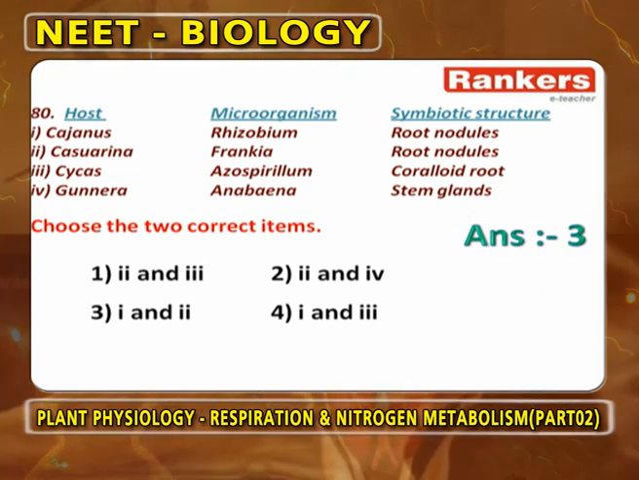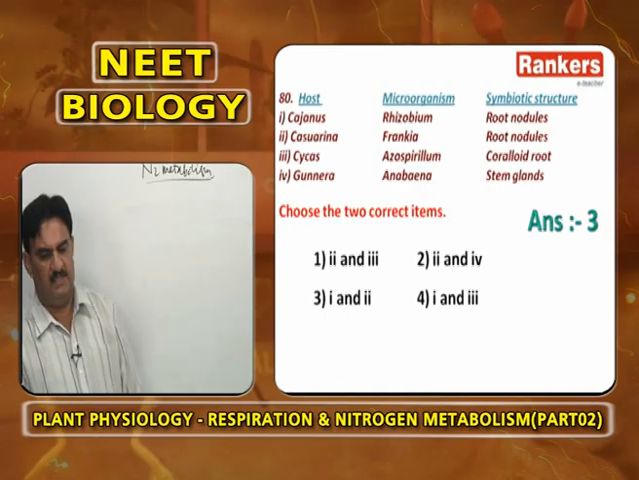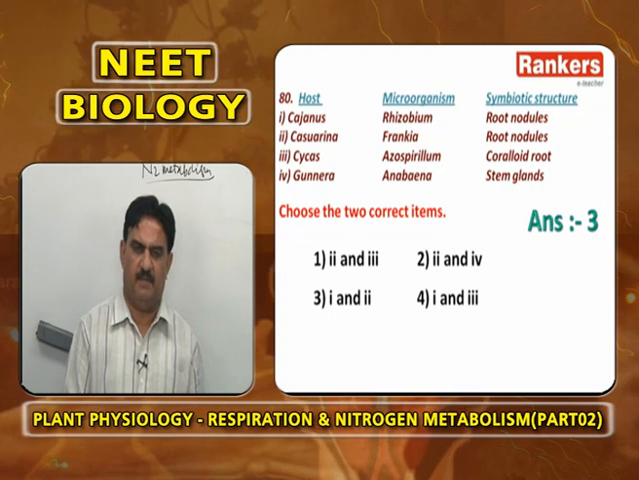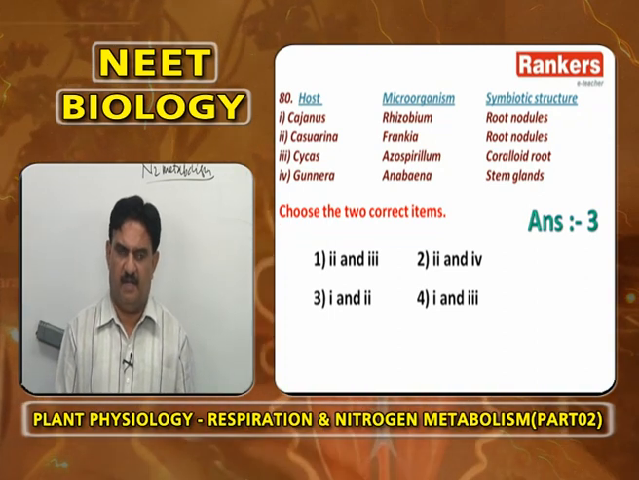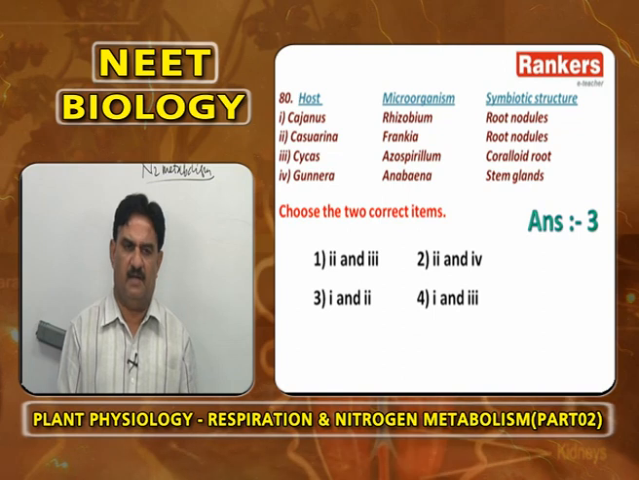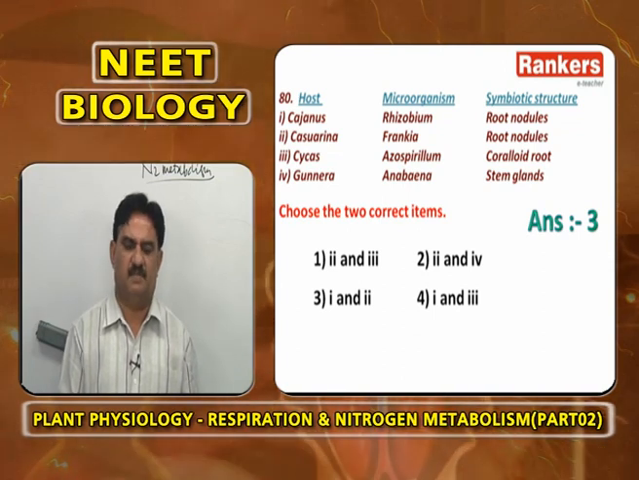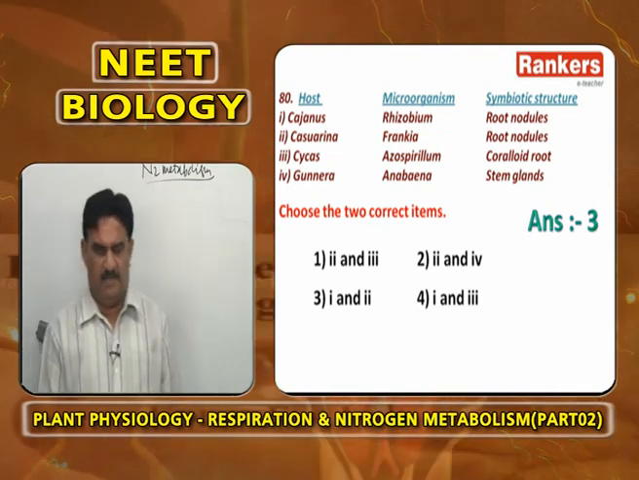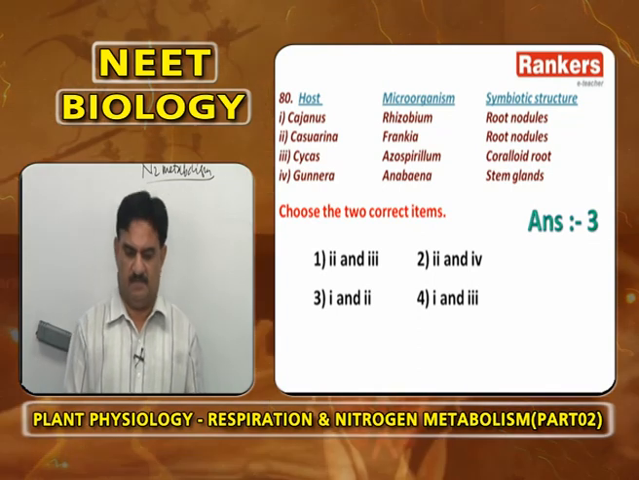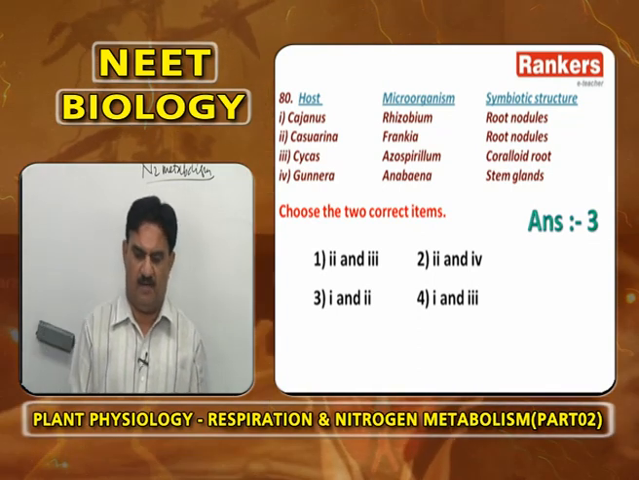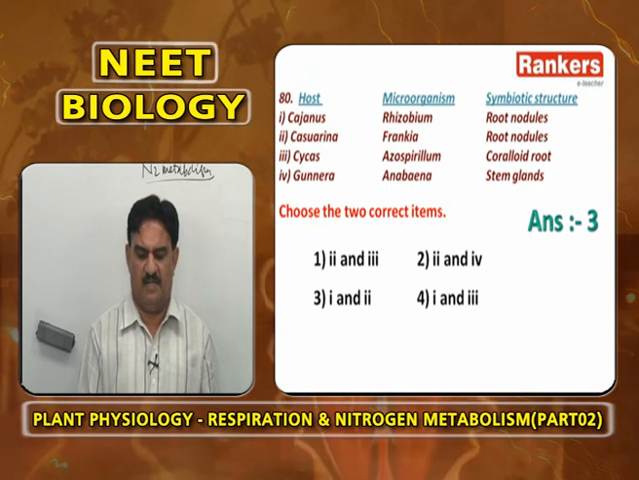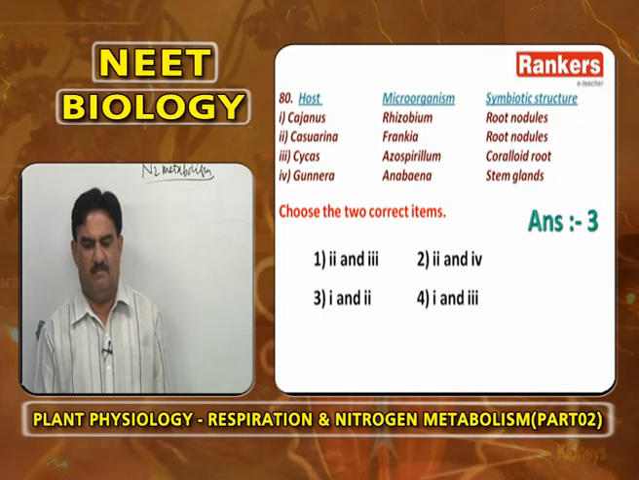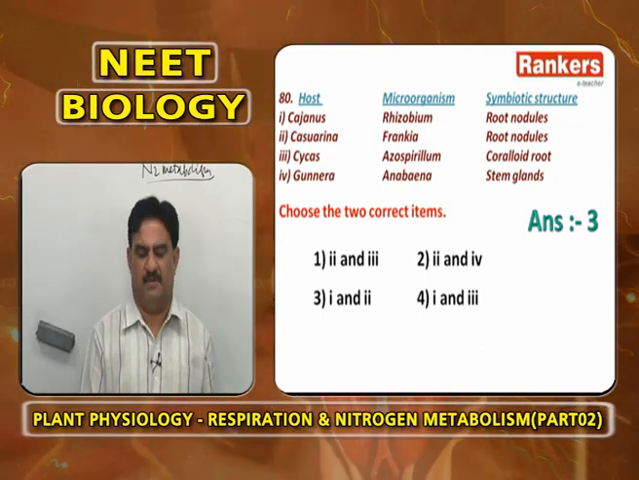Host, microorganism, symbiotic structure. Cajanus, rhizobium, root nodules. Cajanus, red gram, belongs to legumes. Definitely in legumes rhizobium will be there, and definitely this rhizobium will be in root nodules. The microorganism present in this is rhizobium, and where it is present, definitely root nodules. Casuarina, frankia, root nodules. In Casuarina, frankia is present, and the symbiotic structure is root nodules.